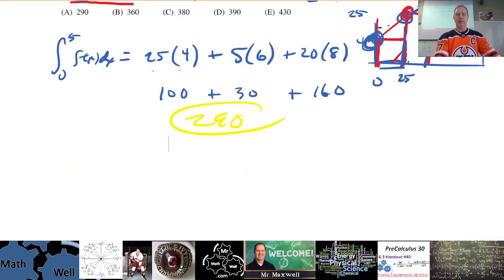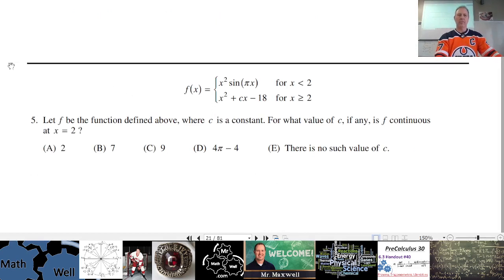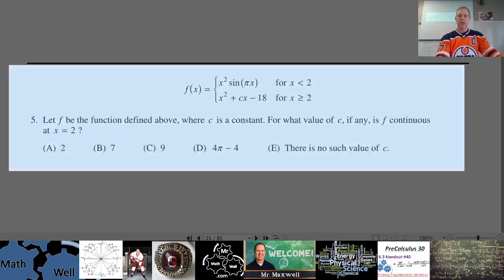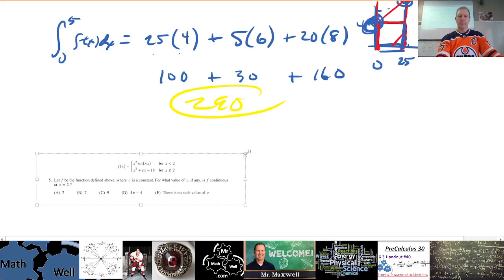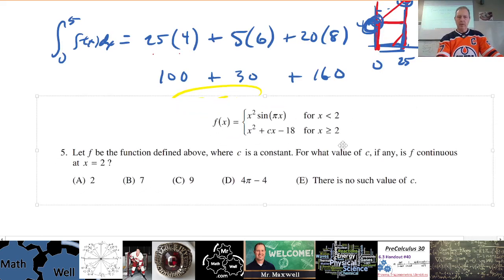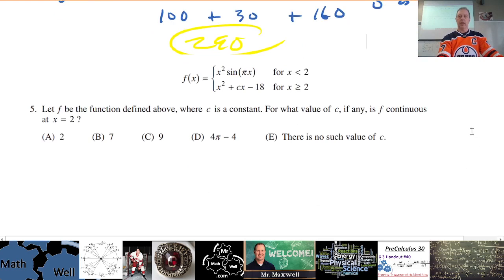Okay, so number 5. I have to clip this out here. So this one is a piecewise function. So this one says, let f be a function as defined above, where c is a constant. For what value of c, if any, is f continuous at x equals 2? Okay. Any idea how did you guys do this? Any offerings here? How did you do this one? You set the two functions equal to each other, and then solve, and then plug in 2 for x and solve.